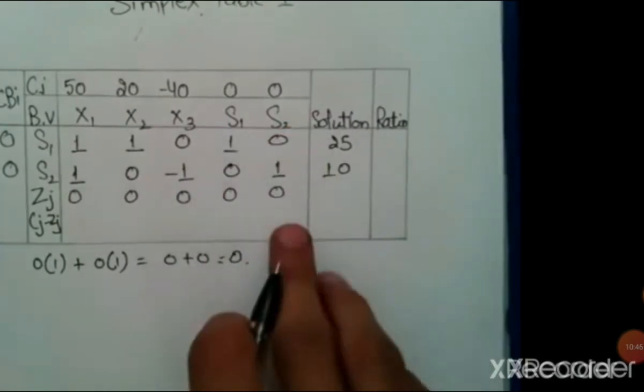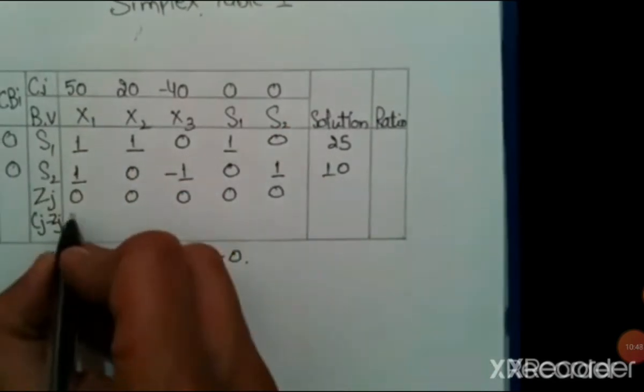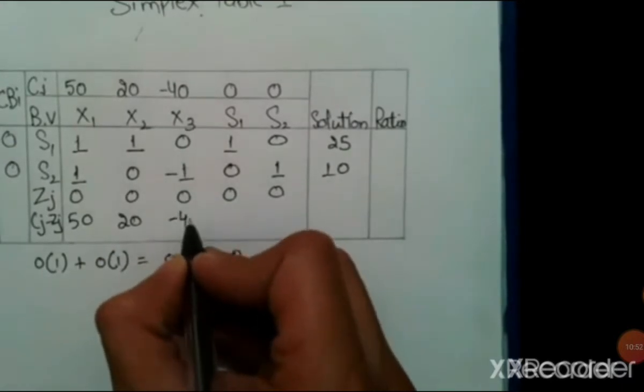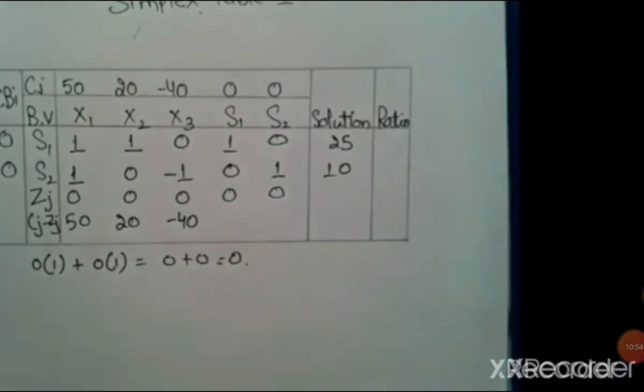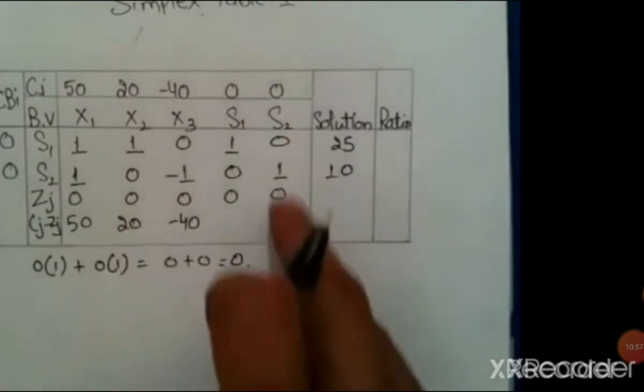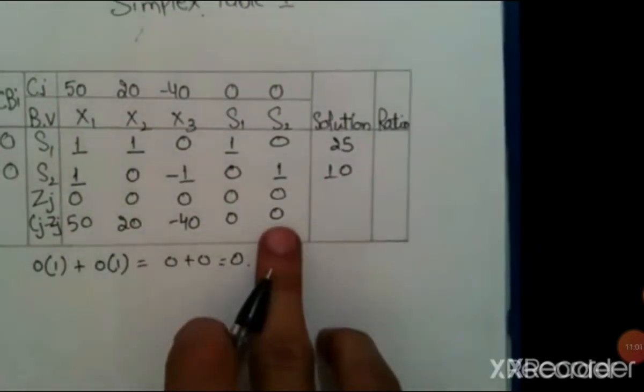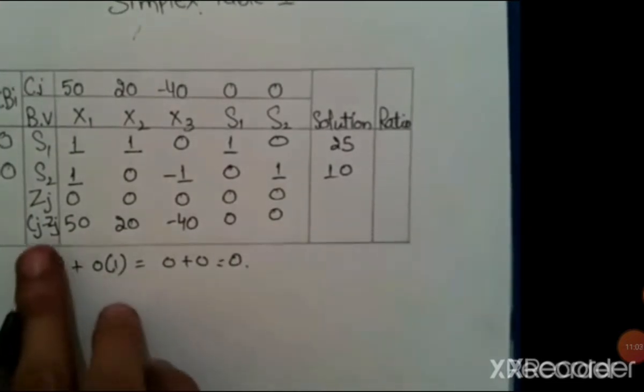50 minus 0, 50. 20 minus 0, 20. 0 minus 40, minus 40. Then 0 minus 0, 0 minus 0. We will get these values here. Now you check for its optimality test.